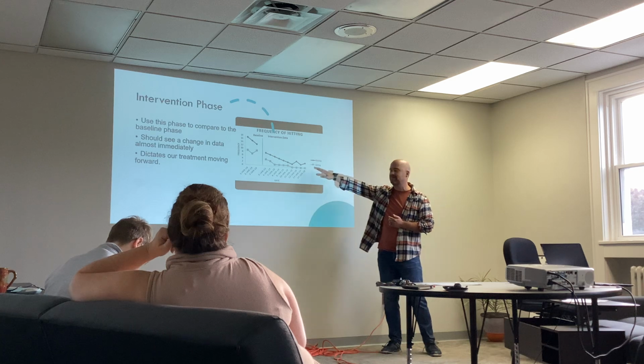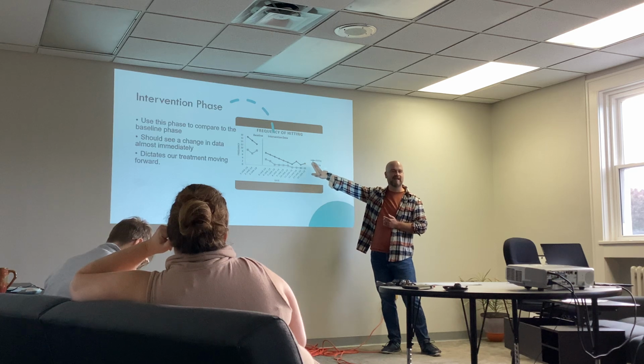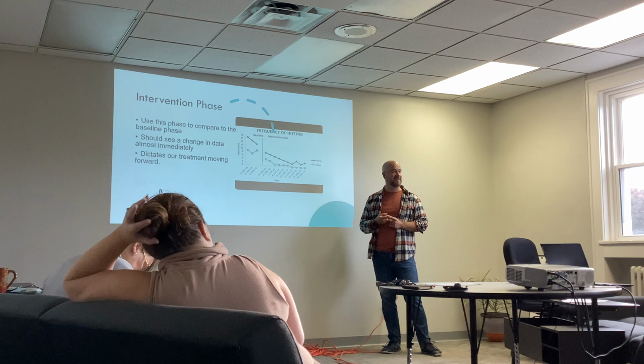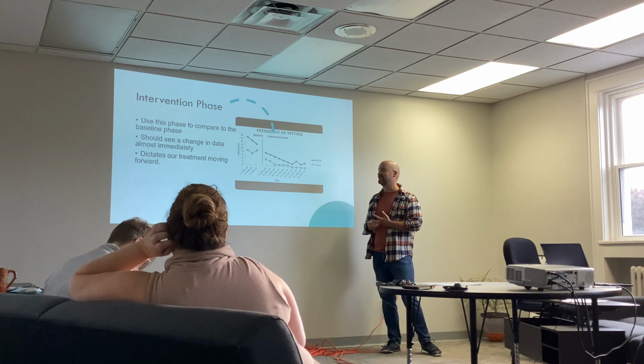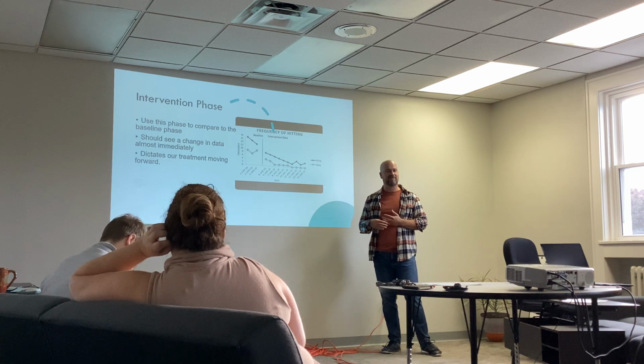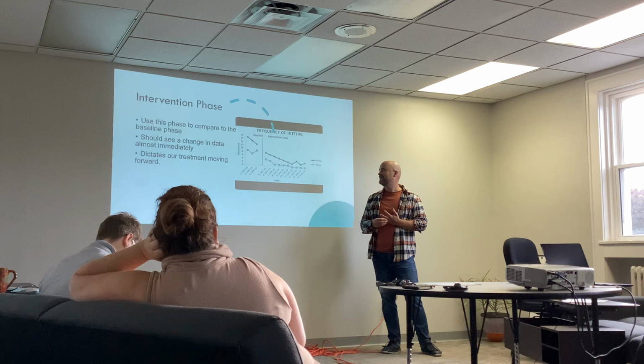If the data doesn't change, this is very nice, right? We implement interventions and we see these problem behaviors fade away. So it tells me that we were right about the function. It tells me that our interventions could be the reason why these behaviors are reducing. Without a reversal, it's hard to really say that's 100% accurate. A reversal design.